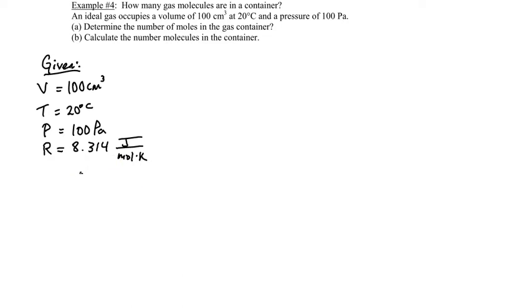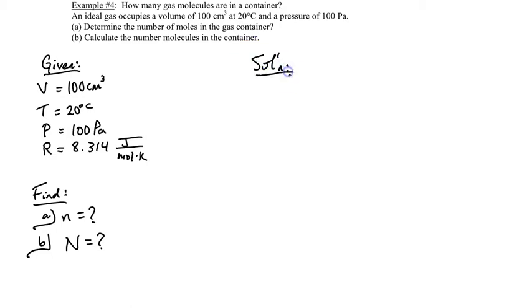Okay, in part A, we're trying to find the number of moles, so we'll just call that n, and in B, we're looking for the number of molecules, so we'll call that capital N. So, in our solution here for part A, to find the number of moles, we have the pressure, the volume, the temperature, the gas constant. We really are going to be using PV equals nRT, the ideal gas law. And we're solving for n, so it's the pressure times the volume divided by the gas constant times the temperature.